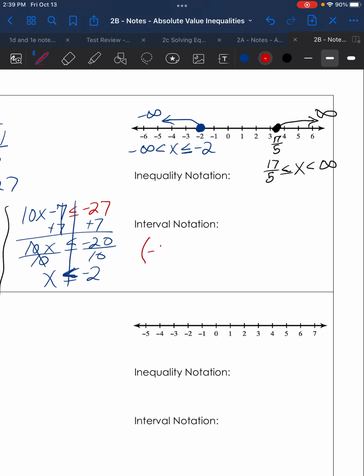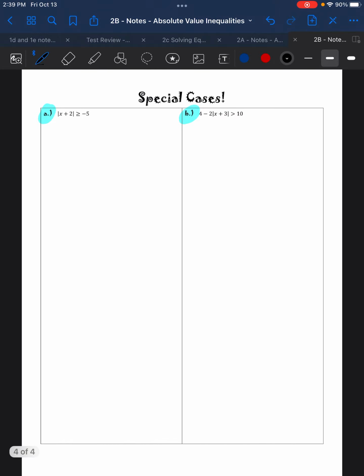Now interval notation is going to be negative infinity. Let me do this in blue. So negative infinity to negative 2, and bracket around the negative 2 because it's equal to. And now the one that we have here in black, let's make that 17/5, and it's a bracket because it's equal to, to infinity. Close it out.